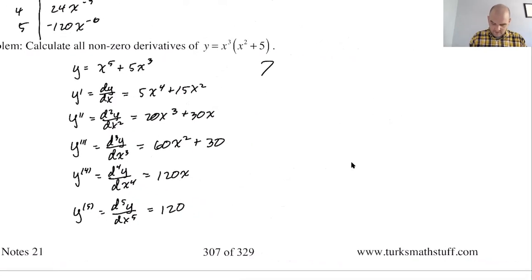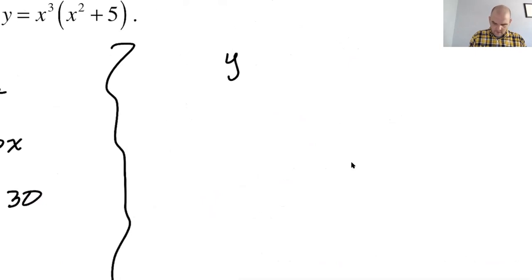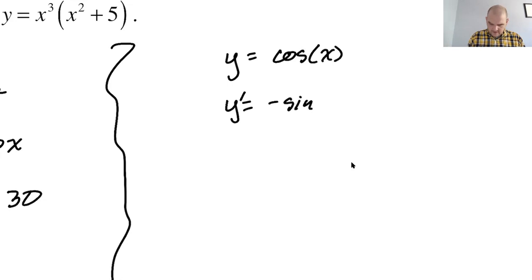So, for example, if you have y equals cosine. This is like a question of did you memorize, right? So, y prime is negative sine of x. The derivative of cosine is negative sine. Y double prime, the derivative of negative sine is going to be negative times the derivative of sine, which is cosine.